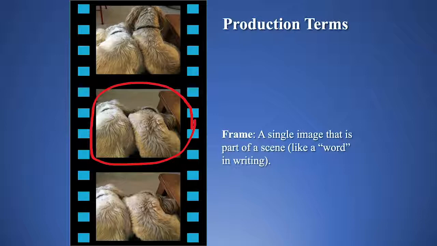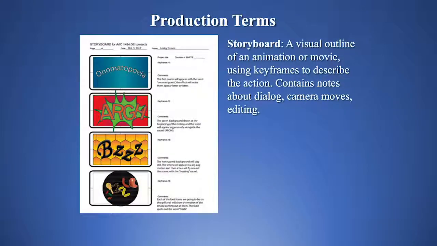Some important production terms. A frame is a single image that is part of a scene, like a word in writing. A storyboard is a visual outline of an animation or a movie using keyframes to describe the action. It contains notes about dialogue, camera moves, and editing. We've been using storyboards for everything that we've done in class.